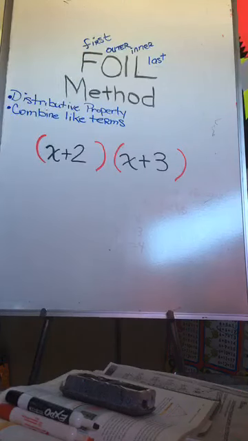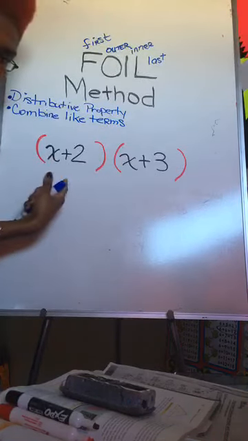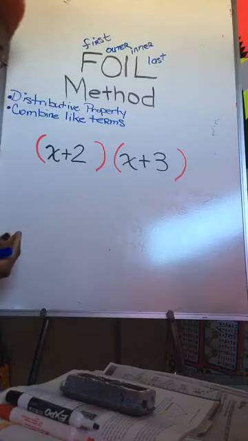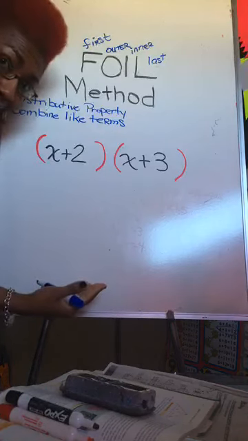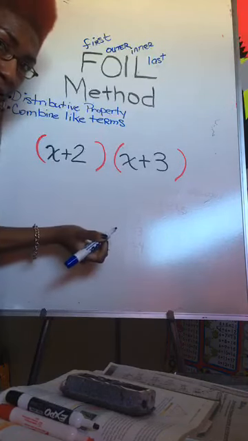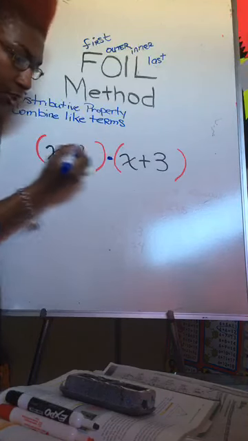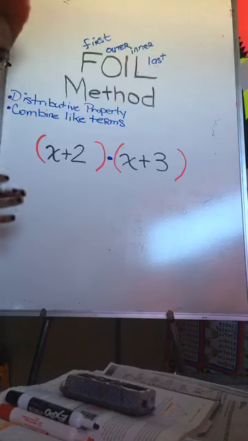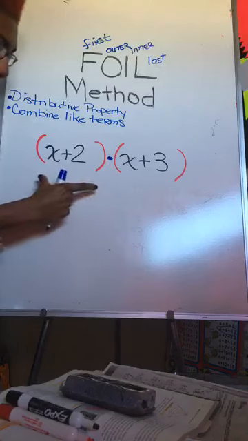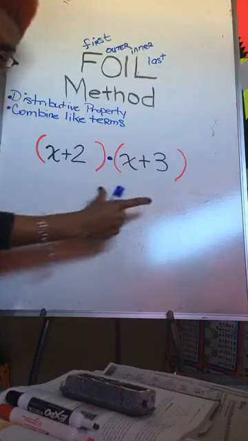All right, so the first thing that we're going to do is, remember, when we have two parentheses next to each other, or side by side, we must multiply. It's understood in algebra, but I'm going to put a dot here to represent multiplication, for the ones that are learning this for the first time. That means we have to multiply this expression by this expression.